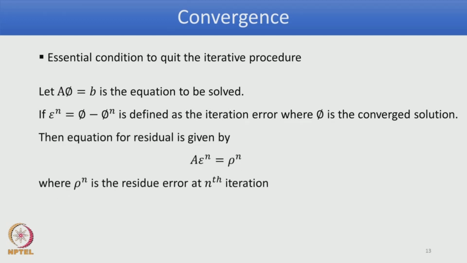So, one can set up an equation for the residual. If you substitute epsilon into the solution matrix that we put, replacing phi by epsilon n, you get the residue. Residue means the equation is not satisfied, something is remaining, and that is given by rho. Because it is evaluated at the nth level, superscript n is given.